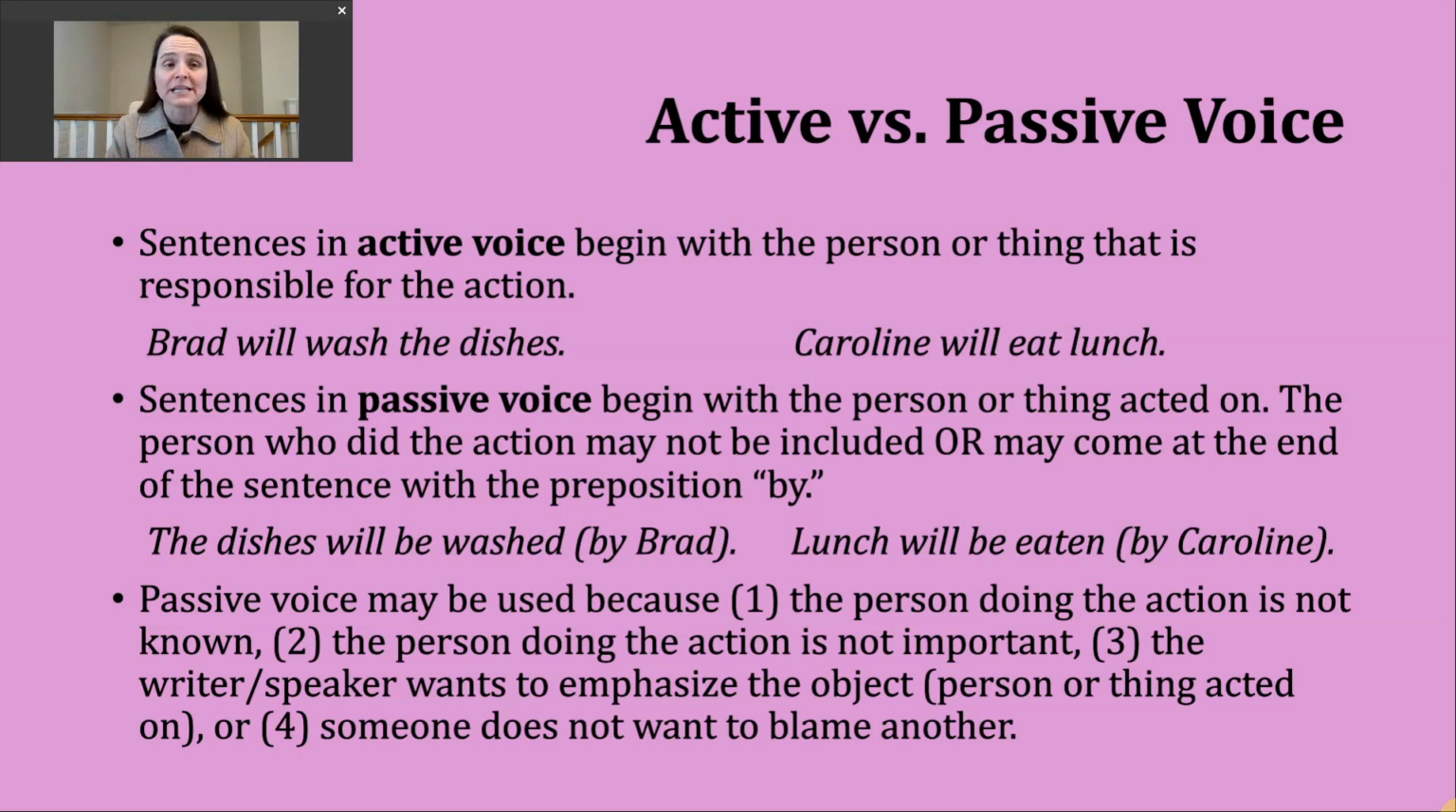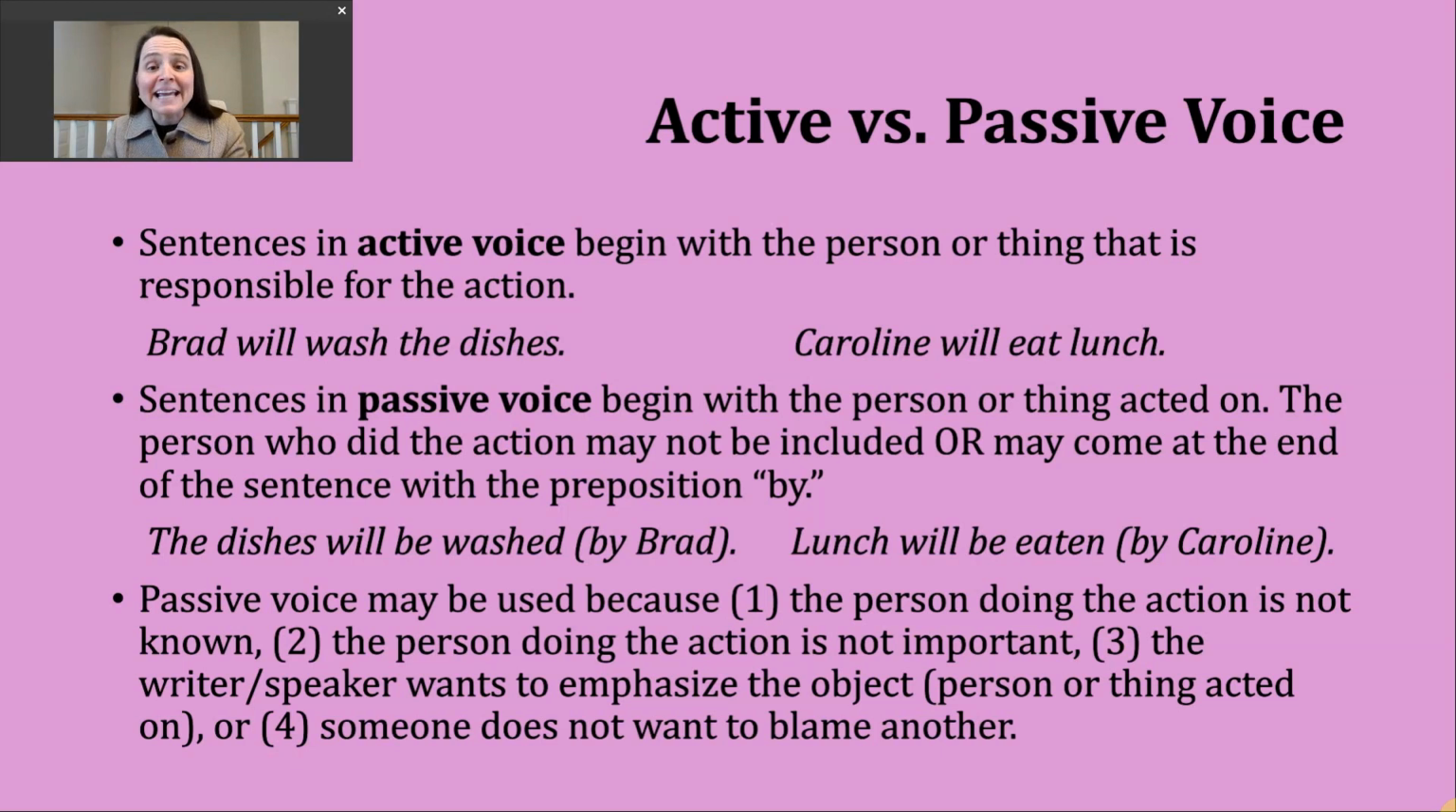I have two examples here. Brad will wash the dishes. Okay? In that sentence, I know Brad is the person who is responsible for the action of washing. And the second sentence, Caroline will eat lunch. Right? Here in the second sentence, I know Caroline is responsible for the action of eating. Okay? Now, let's talk about passive voice sentences.